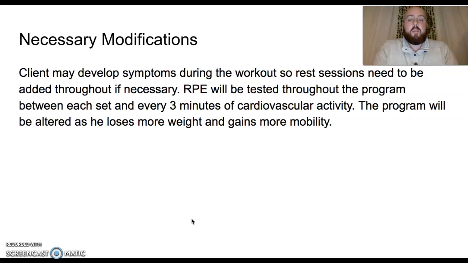So we're going to need some modifications for John Doe here because he may develop symptoms during the workout, so rest sessions need to be added throughout if necessary. And RPE will be tested throughout the program between each set and every 3 minutes of cardiovascular activity each day. The program will be altered as he loses more weight and gains more mobility, but we will have to continuously make sure that his rate of perceived exertion is not too high due to his chronic heart failure.